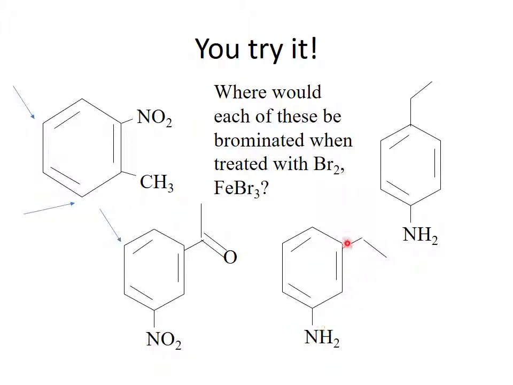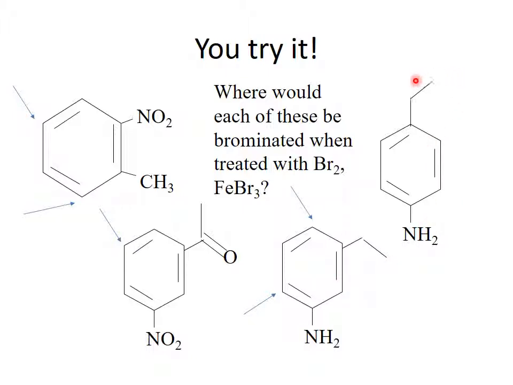What about if you have amino and an ethyl group? The ethyl is an ortho-para director. The amino is an ortho-para director. So these three positions are all ortho and para to both of them. This is rather hindered and not going to be substituted. So where can we have substitution? We can have it here and here.